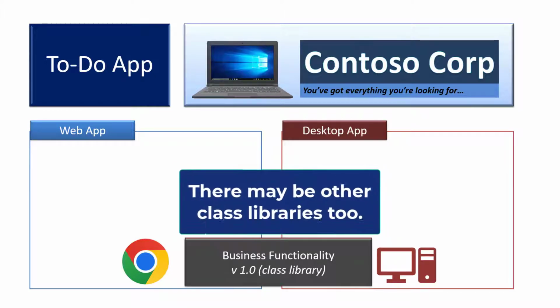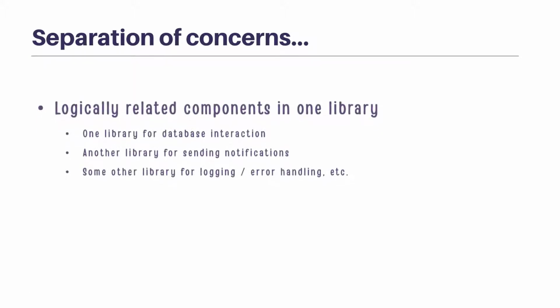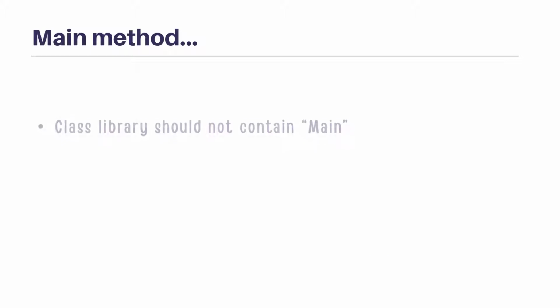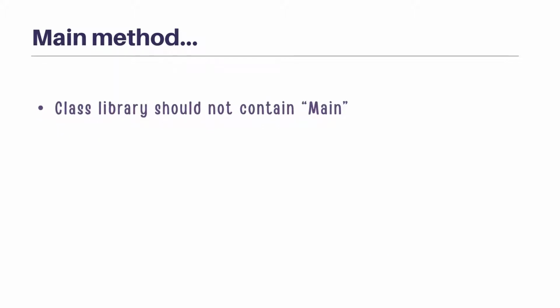And there can be many more class libraries. Technically, we can embed everything in a single class library. But practically, it is a good idea to have a class library project which is dedicated for one purpose. Now, a class library project cannot contain a main method.